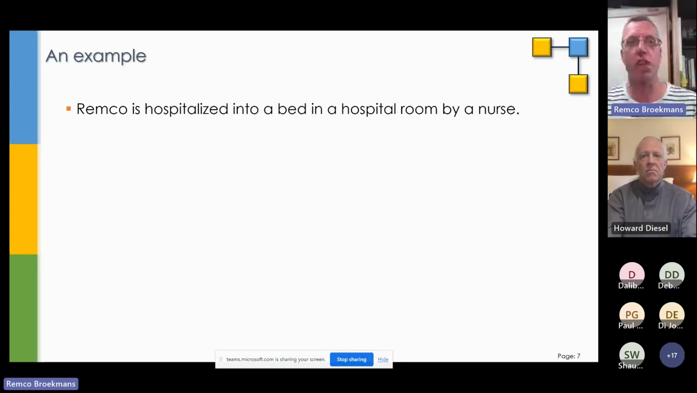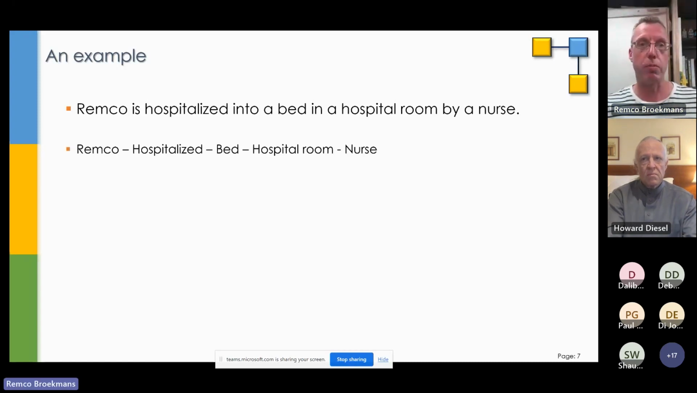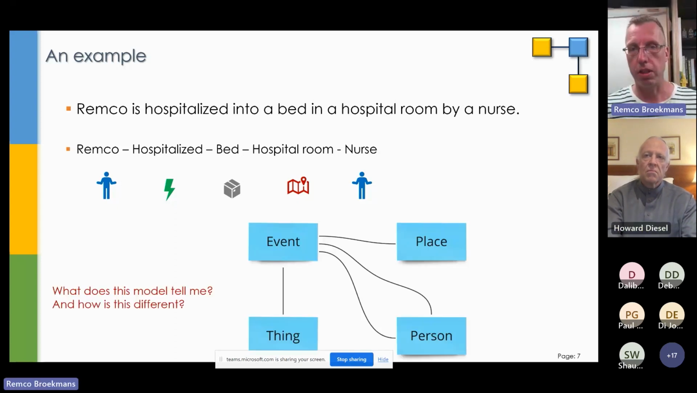Because after I got my diagnosis, I was hospitalized and put into bed in a hospital room by a nurse. If I'm looking at this sentence, Remco, hospitalized, bed, hospital room, nurse: person, event, thing, place, person. This is the same model. What is it telling me? And how is this one different from the other one?